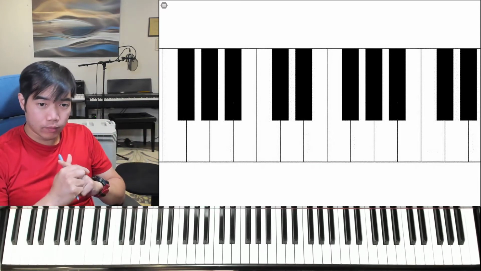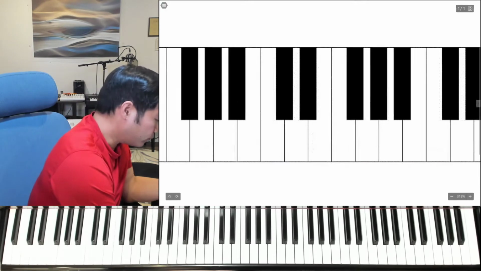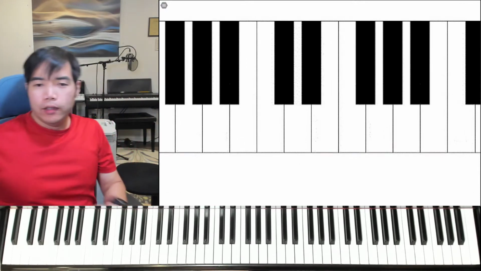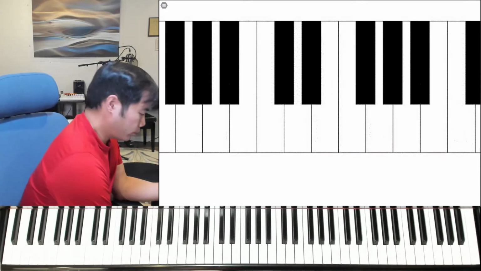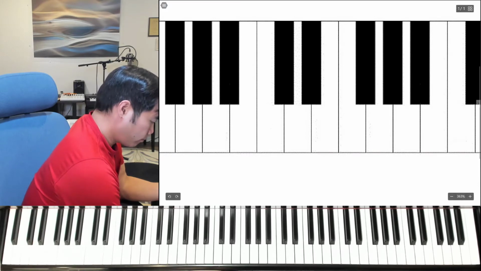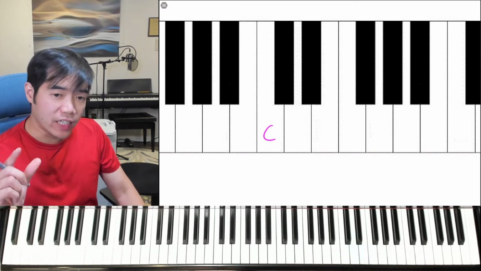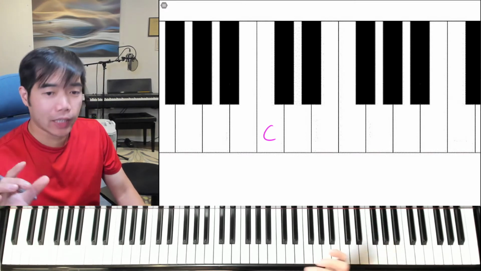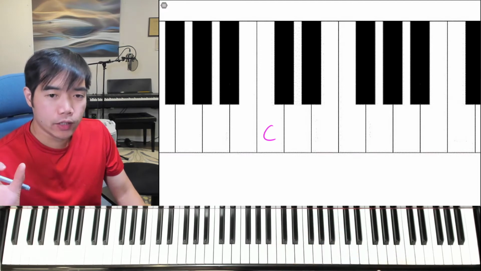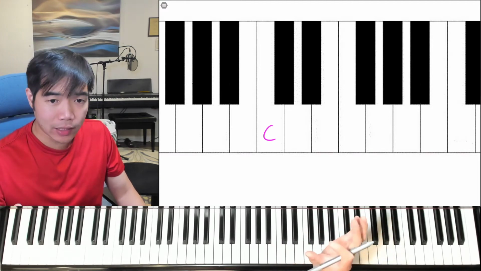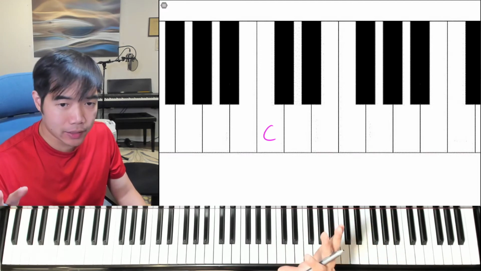Second. So, like we talked about before, intervals are the distance between two notes. The numeric value, the actual interval number, second, third, fourth, fifth, is solely based on the spelling of the note, not the accidental.